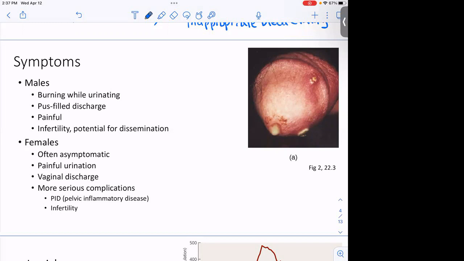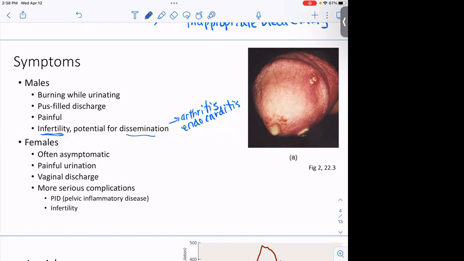If it's not treated, it can lead to infertility due to inflammation in the prostate or epididymis. It also has the potential to disseminate in the bloodstream and cause all sorts of crazy things like arthritis, rashes, and endocarditis, which is infection in the heart valves. From some articles I read recently, the incidence of disseminated gonorrhea is ticking up.